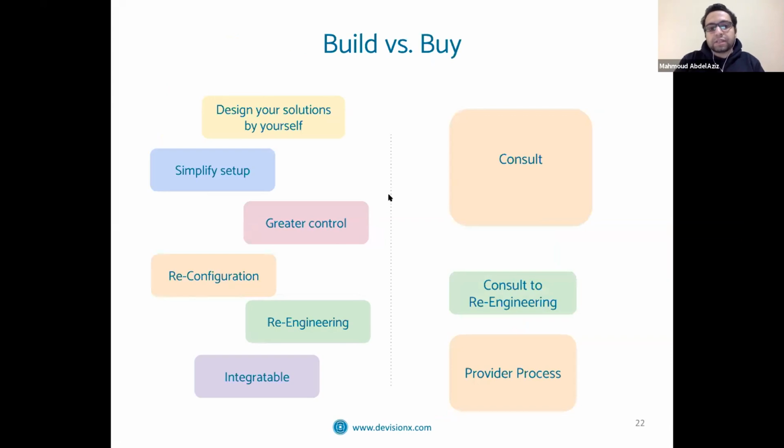Why do the manufacturing sectors now need to build their own systems instead of buying a ready-made solution? It's about designing the system by themselves, as the expert in the field is the one nearest to how to solve it. Simplified setup, greater control, and the most famous area is reconfiguration and re-engineering the systems to work on different types of products, and integratable blocks where you can generate models that work both on cloud and on the edge according to the needs.